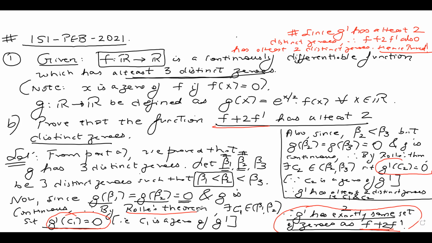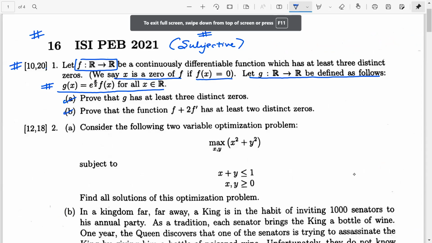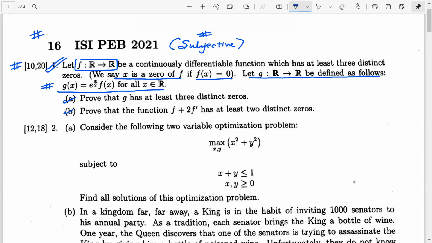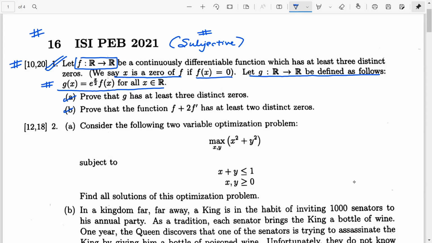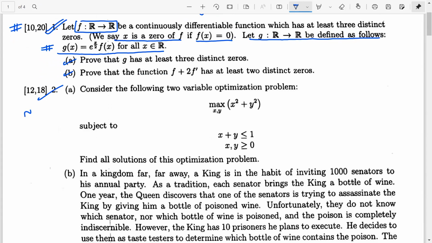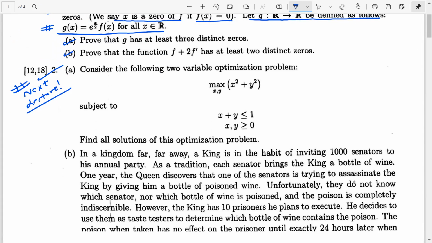This is where I intend to stop in this particular lecture. The objective of this lecture was to discuss with all students the first question, which was in the ISI PEB paper for 2021. In the next lecture, I intend to take up question 2 for discussion.